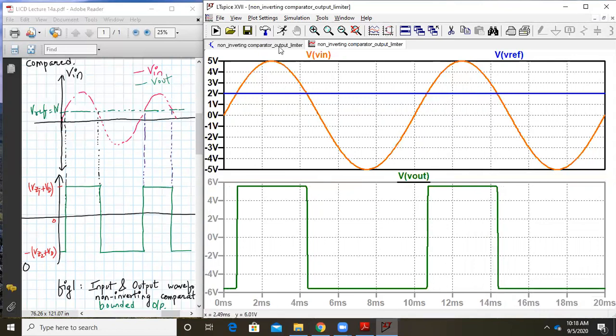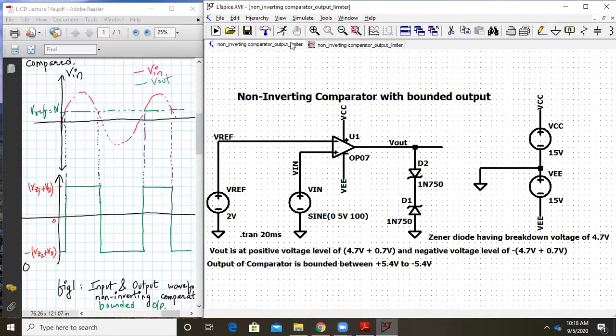Now let us analyze how we got that plus 5.55 and minus 5.55. Here we have connected two Zener diodes of breakdown voltage 4.7. So for positive voltage levels, we have the forward diode voltage of D2 and the breakdown voltage of D1, that is 0.7 plus 4.7. So the positive voltage level will be close to 5.4.